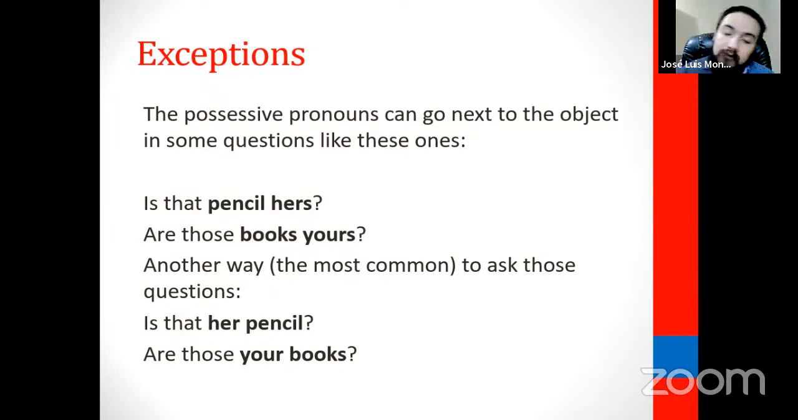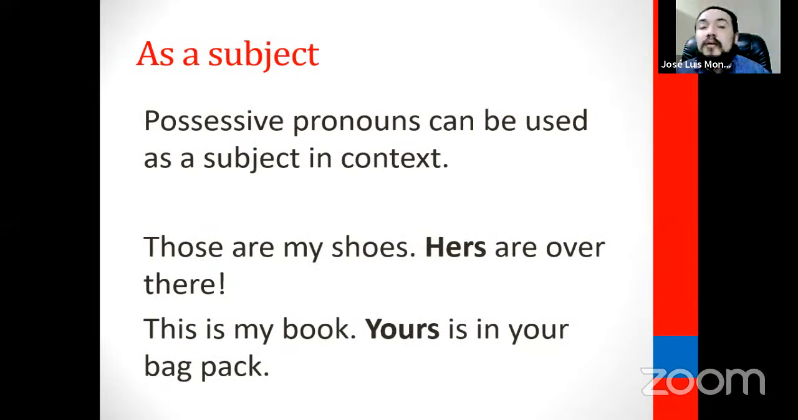But again, we are taking a look at the many ways in which we can mention or talk about possession. They can also be subjects. All right, it's very important to know that they can also be subjects. So, those are my shoes. Hers, that's the subject, are over there, because we're talking about plural in this case. But you can say, if you're talking about, that is my pencil, hers is over there. Okay, so hers is not defining that is or are, because hers is not plural. Hers is plural or singular or anything. It depends on the object you are referring to.